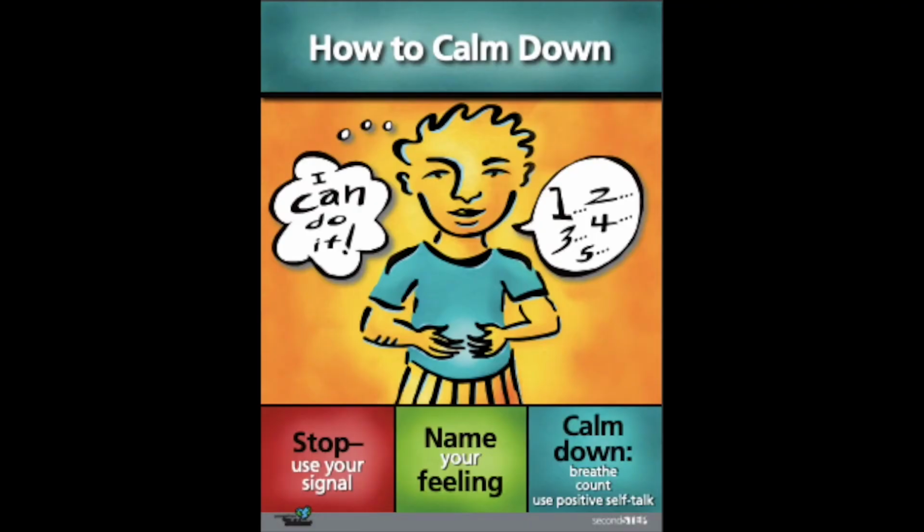So let's remember the calm down steps. How can Leo calm down? Leo can use his stop signal, name his feeling, and do some belly breaths to calm down. And at first, he feels better after taking those steps. But then he starts thinking about the situation again. And he says to himself, I must be a terrible pitcher if the coach didn't pick me. Maybe I should just quit baseball.